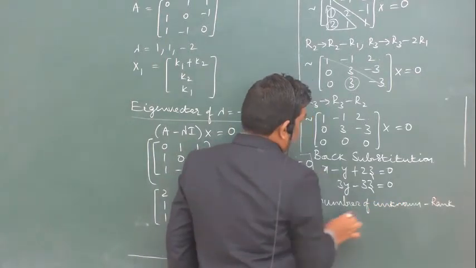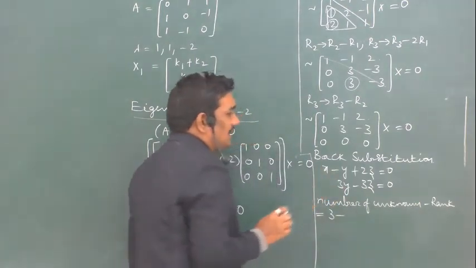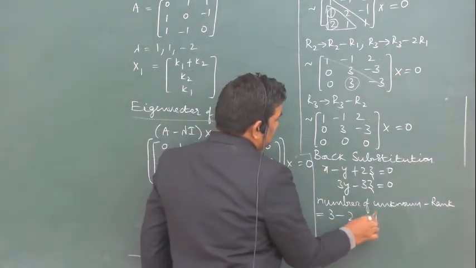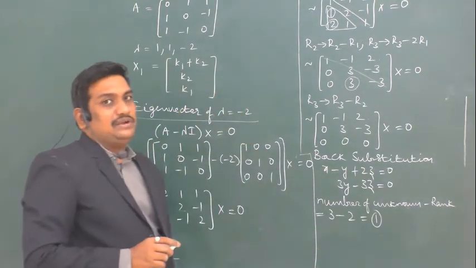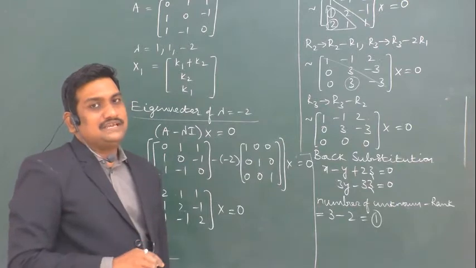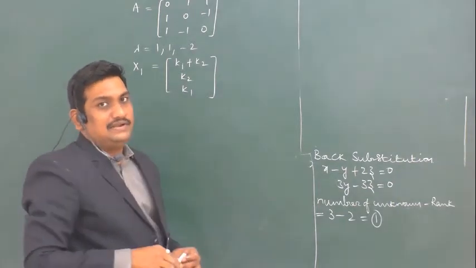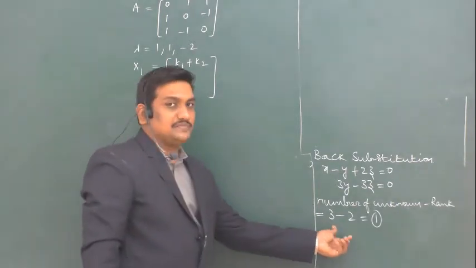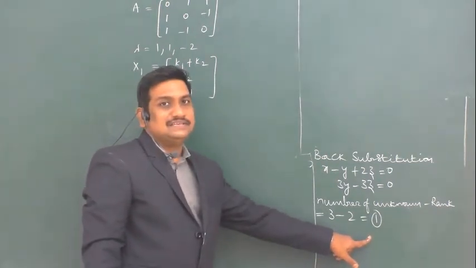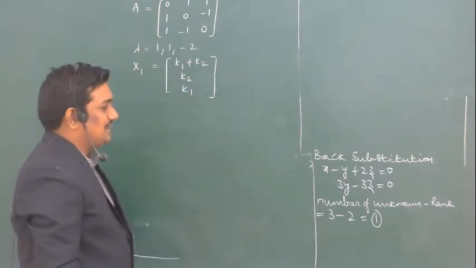Unknowns are x, y, z, so the number of unknowns is 3. Rank is 2. The difference is 1. So this 1 represents that you need to suppose one unknown so that the other unknowns can be easily evaluated. Now let us continue from this step. The difference is 1. It implies that you need to suppose one unknown.